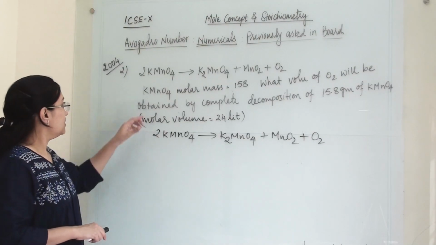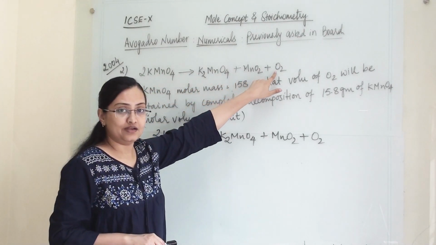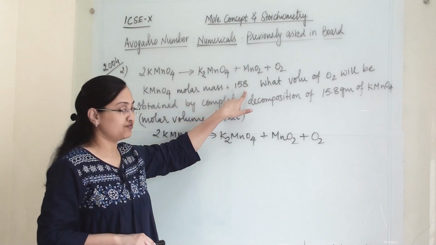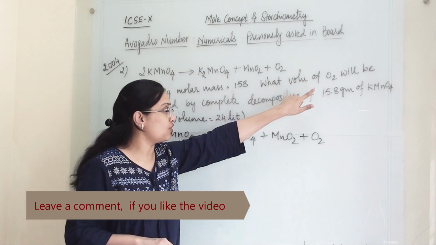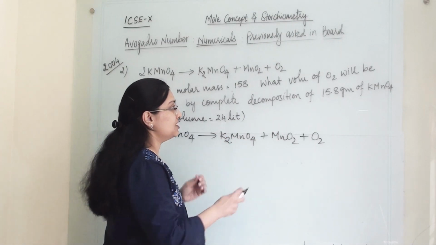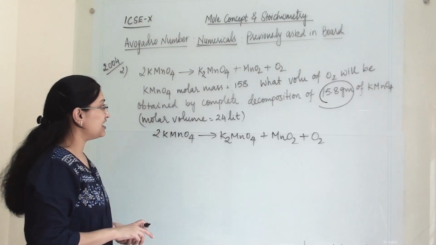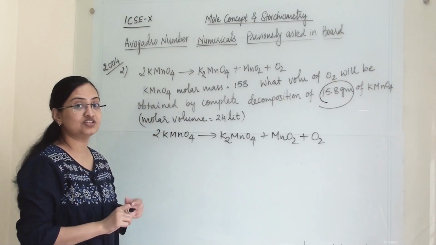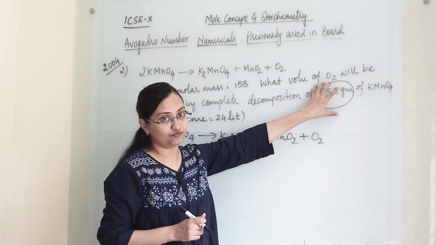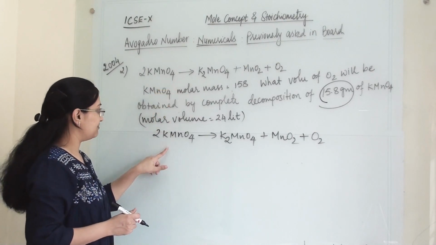Now next sum. 2KMnO4 will give us K2MnO4, MnO2 and oxygen. Now KMnO4's molar mass is 158. What volume of oxygen will be obtained by complete decomposition of 15.8 gram of KMnO4? Here we have to find out what volume of oxygen we will get out of 15.8 gram of KMnO4. Here, this is the equation they have given.